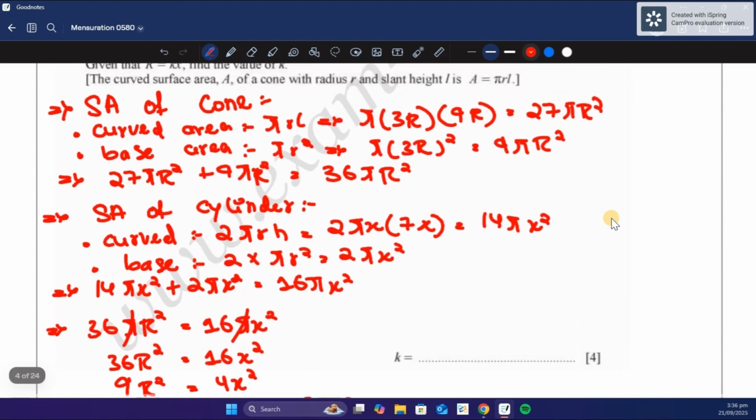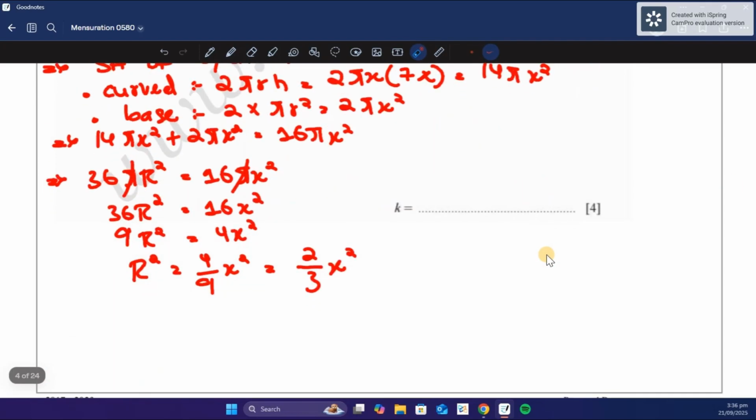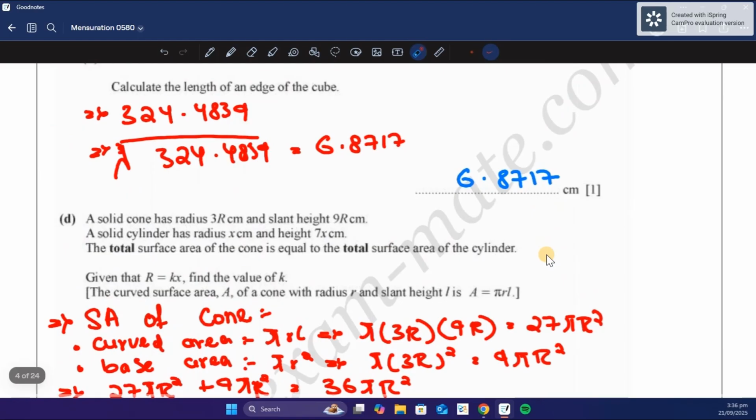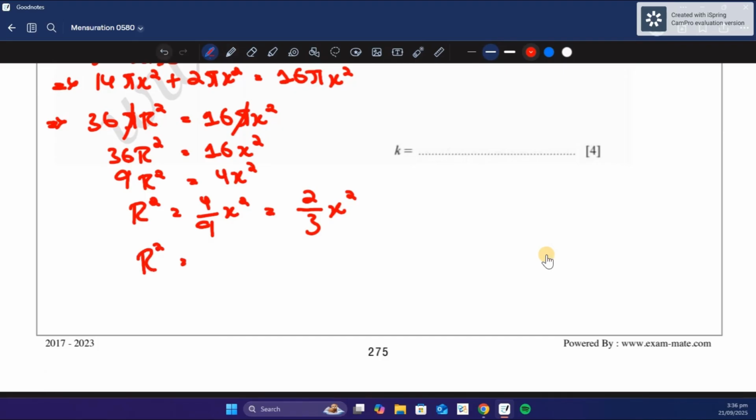alright, and given that r is equals to kx, okay, so we need to bring it in this form, r is equals to kx. So let's just take the under root on both sides, and that would give us r is equals to 2 over 3x, alright. There you go.